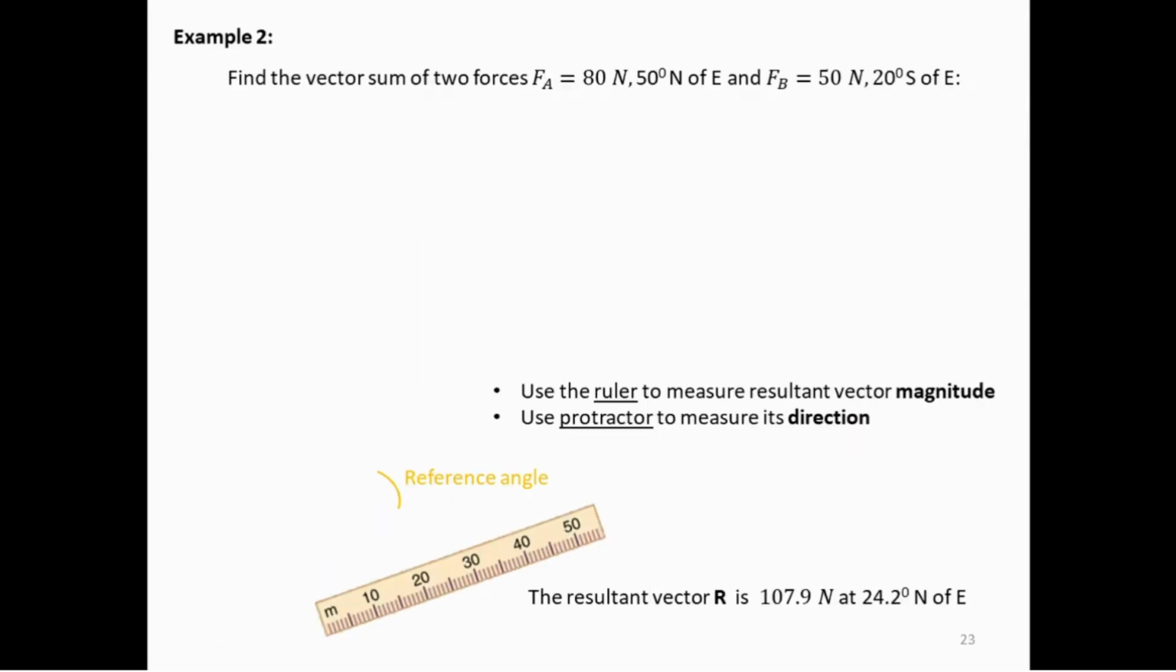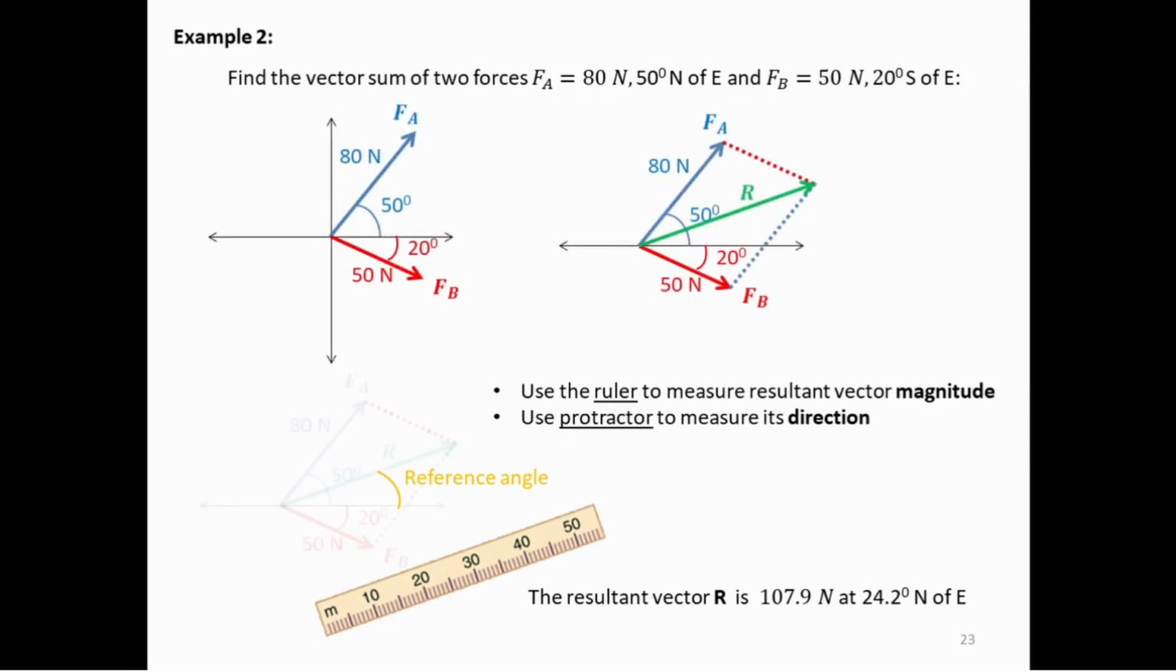So for example 2, find the vector sum of two forces, because as I've mentioned in our introduction, forces are examples of vectors. So here we are adding two forces. We are adding force A, which is F sub A, which is 80 newtons, 50 degrees north of east, and then the second vector is F sub B, which is equal to 50 newtons, 20 degrees south of east. Since there are only two vectors to be added here, we can use the parallelogram method.